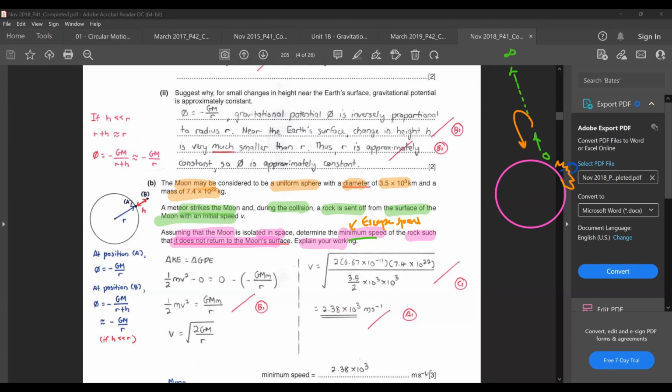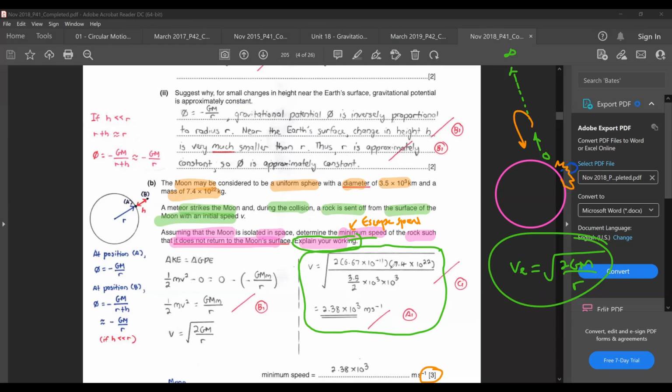Now, because I see that this one is 3 marks, and then I see that you have to explain your working, I don't think it's wise to just straight away sub in your escape speed equation. If you just straight away sub in your escape speed equation, this is what you're going to end up getting. But for your case, I think it'll be better to just derive it out. So in my case, you notice that the working here is deriving out the escape speed equation.